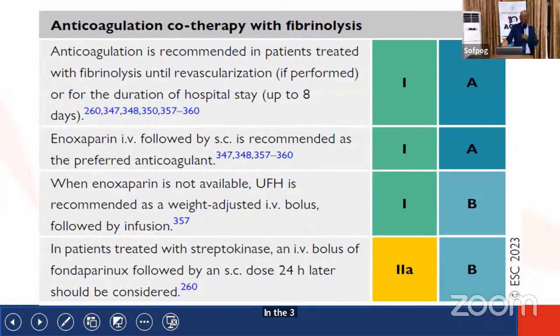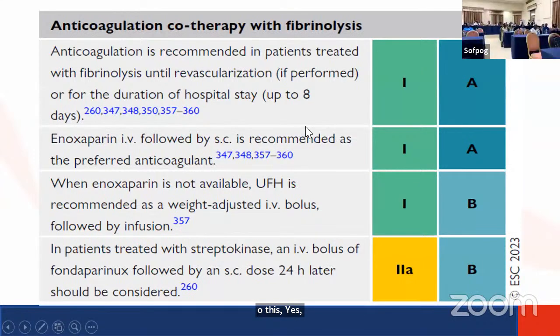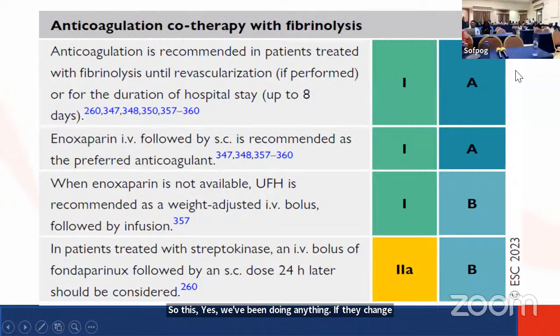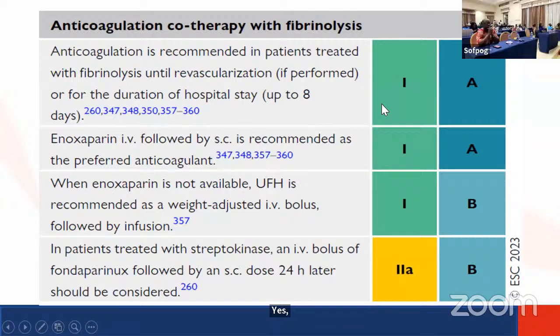So this is just a confirmation of the fact that if somebody gets fibrinolytic therapy for acute coronary syndrome, the patient needs anticoagulation. You can use either enoxaparin or unfractionated heparin, a class 1A indication.